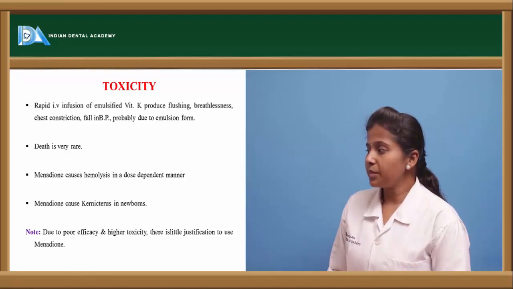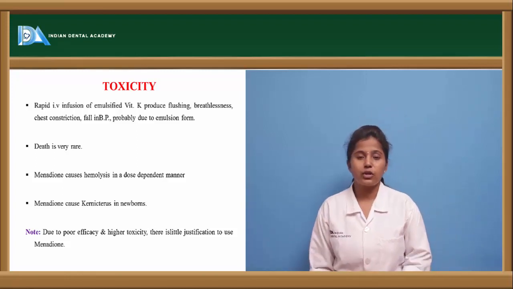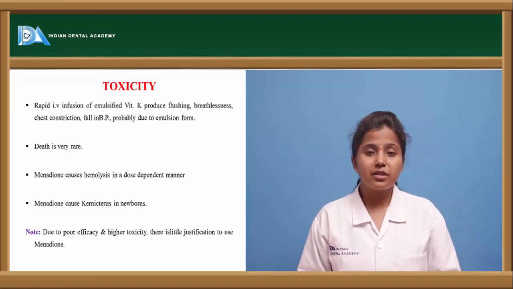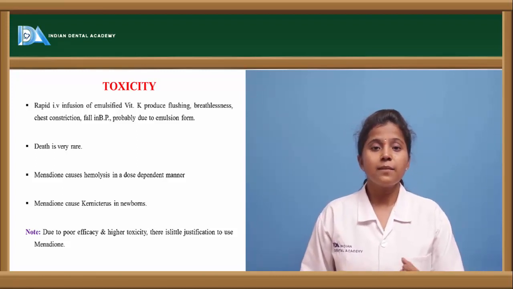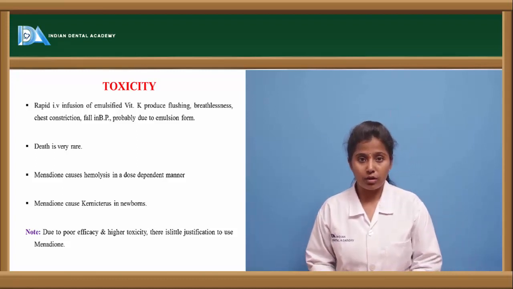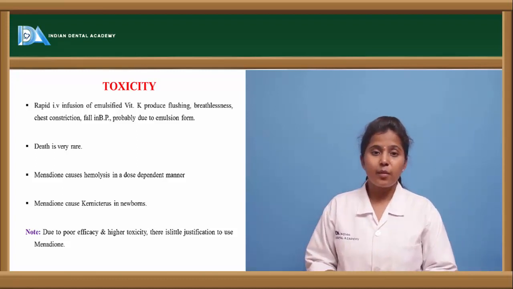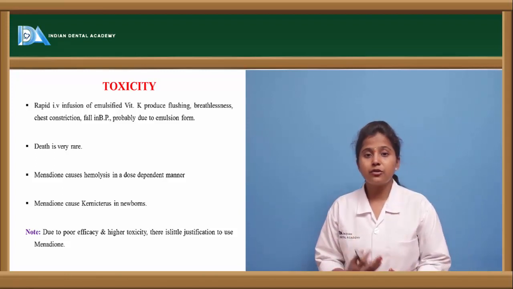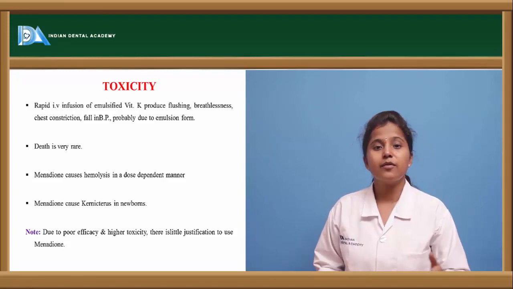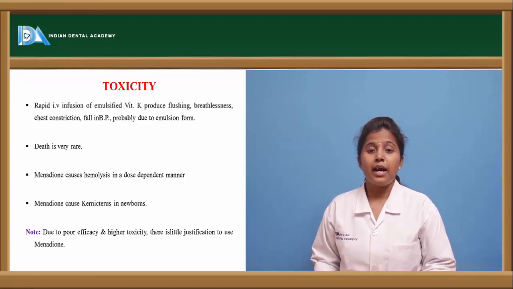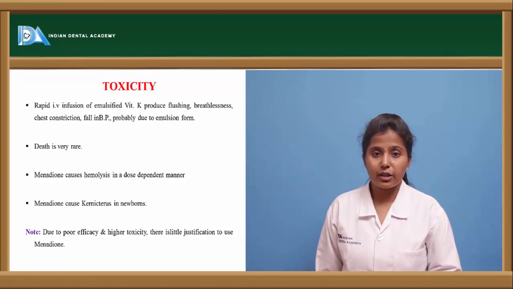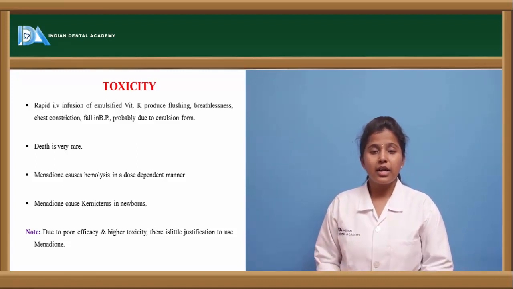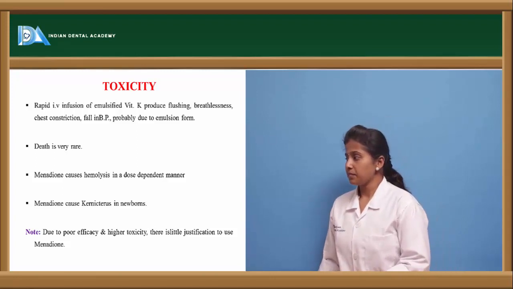And the other one is that menadione causes kernicterus in newborns. Kernicterus is a condition where there are disturbances or fluctuations in the bile salts, a bilirubin related brain disorder. If an excessive amount of bilirubin or bile salts is secreted in the body, it directly enters the brain via the blood-brain barrier, where it causes brain dysfunction. So when menadione is administered in newborns or infants, it causes kernicterus.